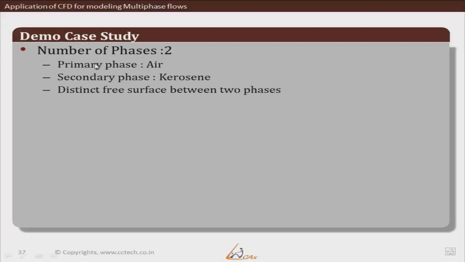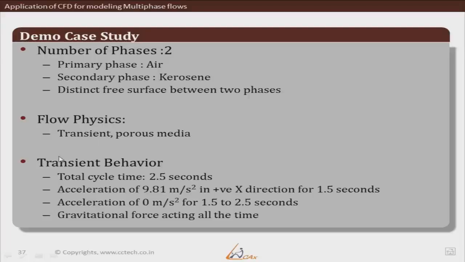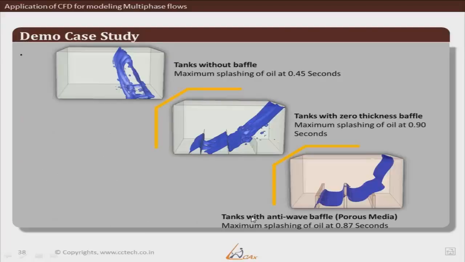Now the details of the case setup: we have 2 phases involved, air and kerosene. There is a distinct free surface between the 2 phases. The flow physics is transient, and the porous media model is an additional model that we are using. It is a time dependent simulation. The total time of simulation is 2.5 seconds, that is, the fluid is moving for 2.5 seconds. For the first 1.5 seconds we have acceleration in the x direction. For the remaining 1 second we have no acceleration in the x direction, and gravitational force is acting all the time throughout the 2.5 seconds.